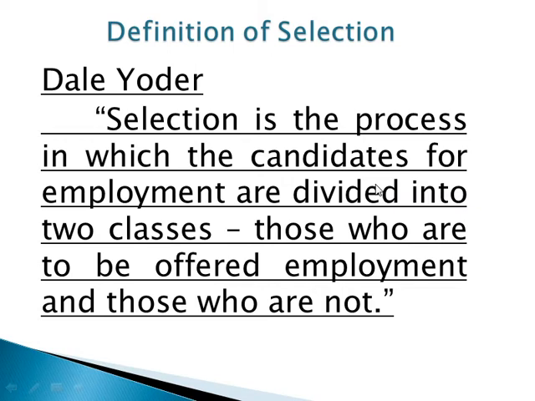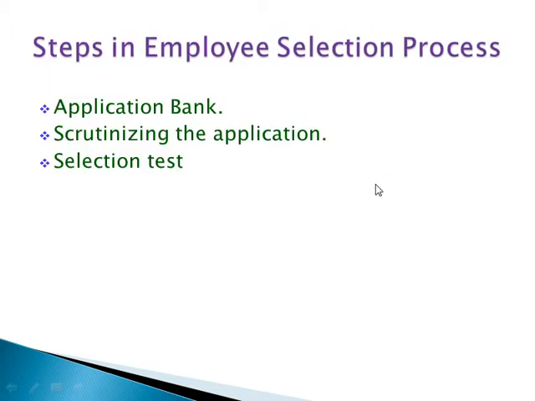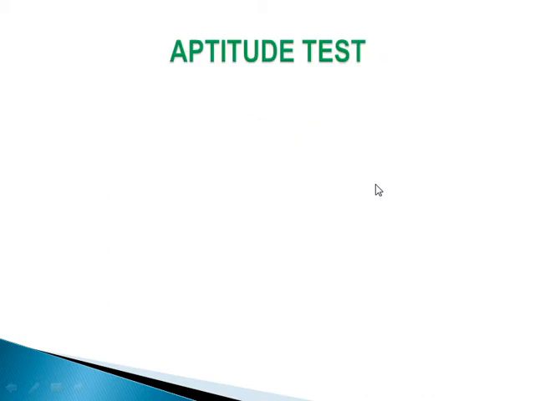This process is very complicated because it may differ from organization to organization. So, the organization has to follow the steps. What are the steps in the employee selection process? Application blank, then scrutinizing the application, and then selection test. We conclude that selection is the process of choosing the most suitable person for the vacant position in the organization.